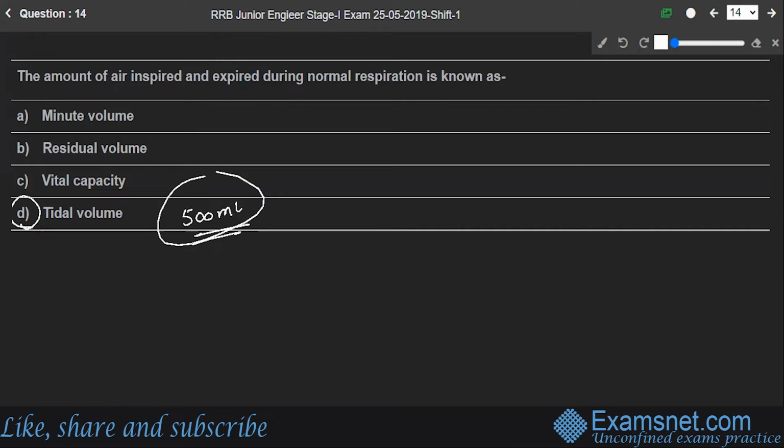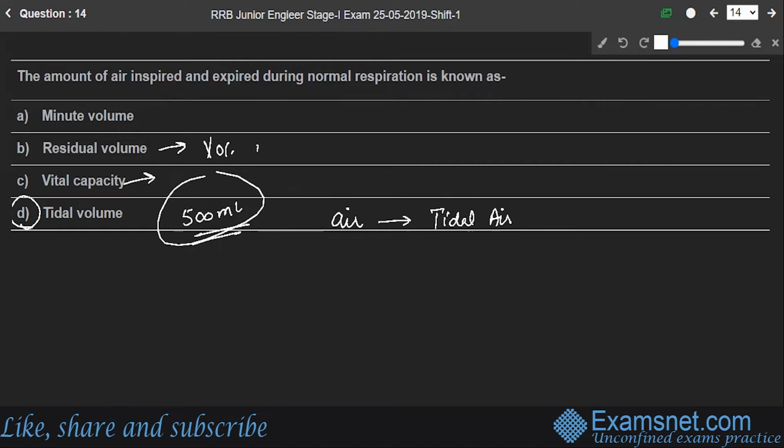The air normally inspired and expired in one breath is called your tidal air. And vital capacity, if I talk about it, is the capacity of the lungs to expire the maximum volume of air after deep inspiration. This is the vital capacity. Residual volume is the volume of air that remains in the lungs after the most forceful expiration.